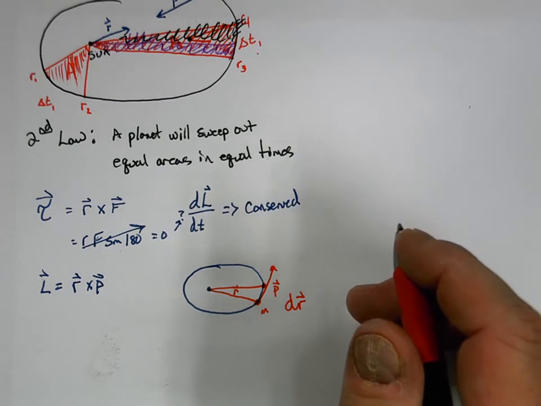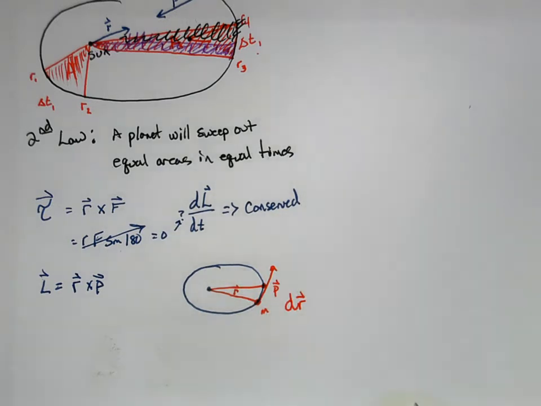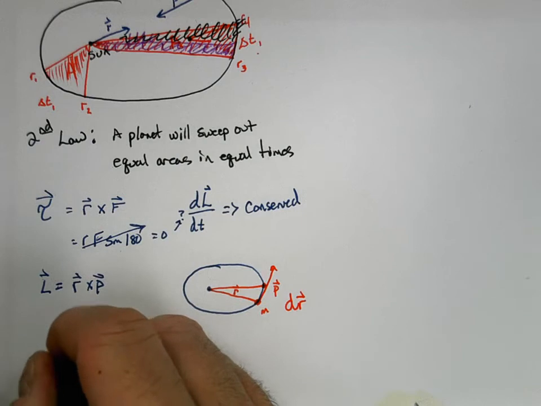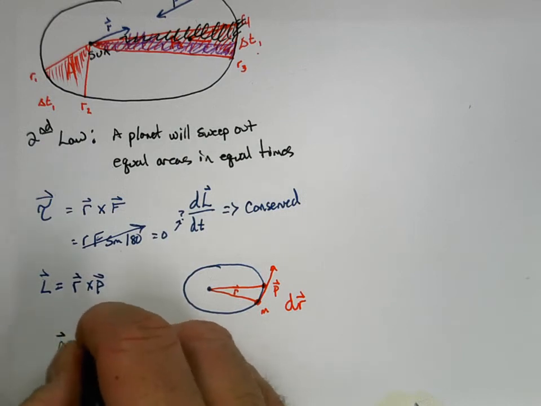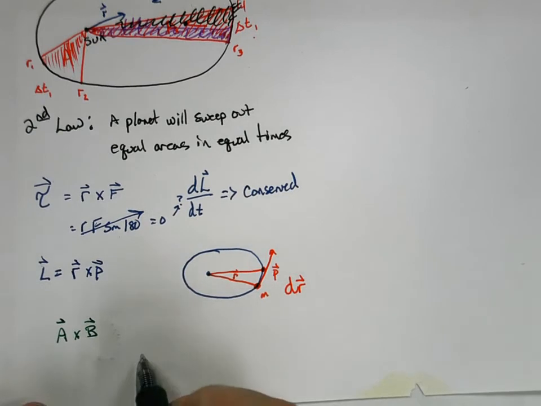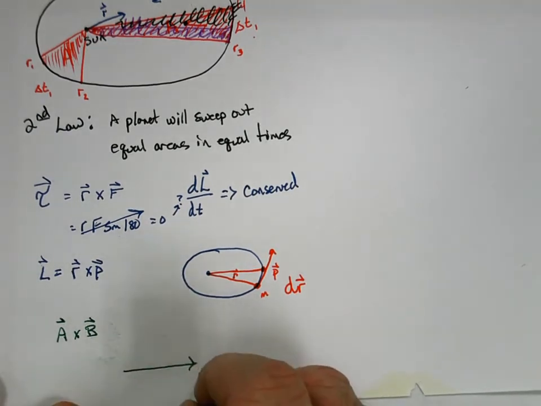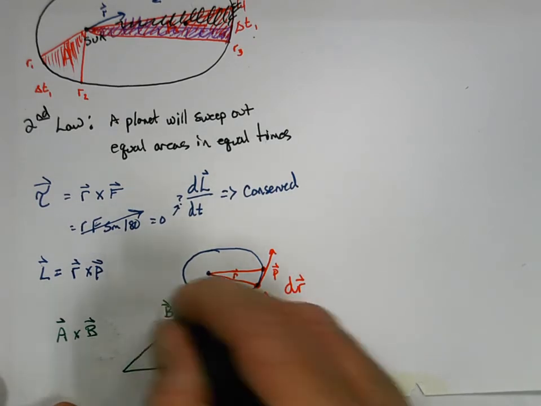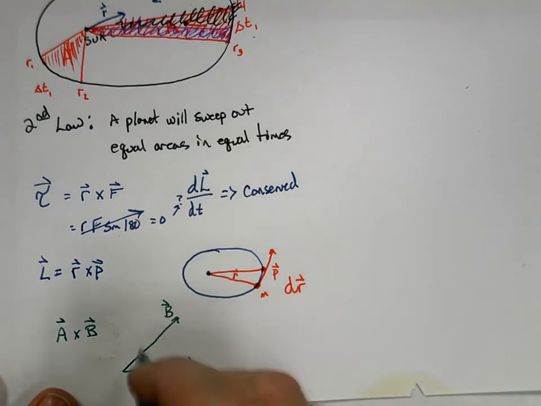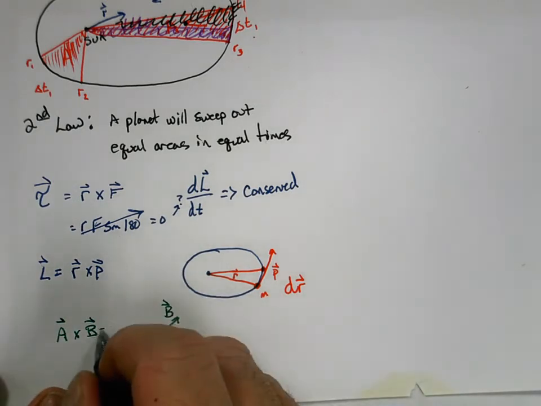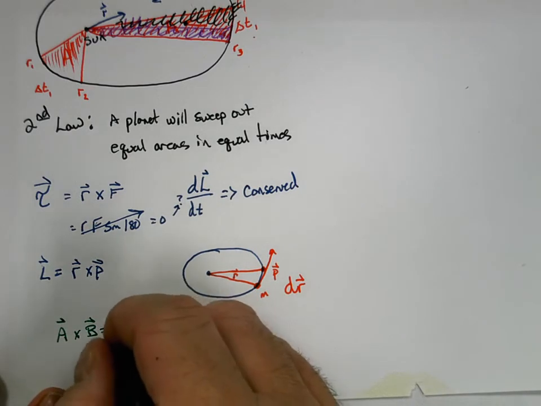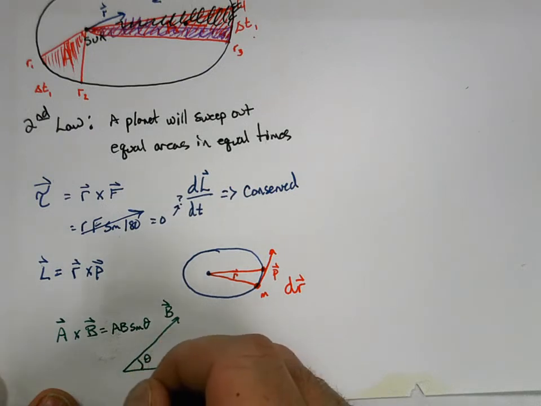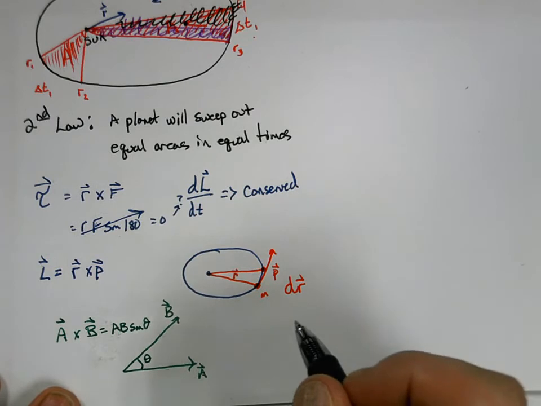And so we need to do a little bit of vector review here. So what does it mean if we have A crossed with B? What does this concept mean? Well, if we have a vector A and a vector B, the magnitude of A cross B is going to equal, well, we know already, this is A B sine theta, if that's theta right there. But how can we interpret that in graphic form?